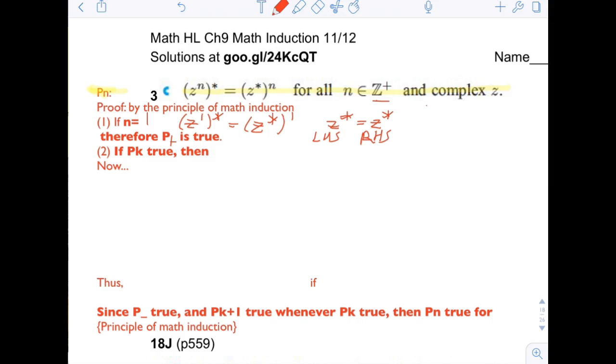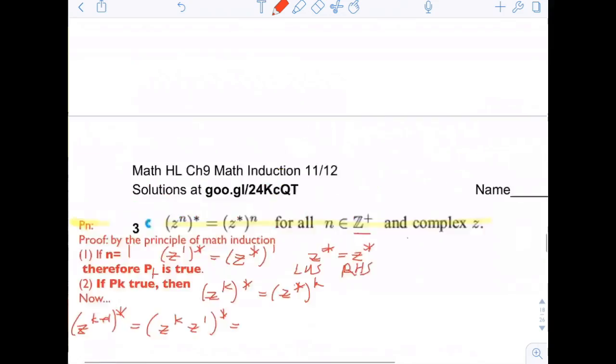If Pk is true, then let's see. So in this case, what we want to do is substitute all the n's for k's. z^k conjugate is equal to z conjugate to the k power, and we're going to assume that's true. Now for the rest, we're going to put k plus 1 in there on the left side at least. So we're going to have z^(k+1) conjugate, and that is just equal to z to the k times z to the first conjugate.